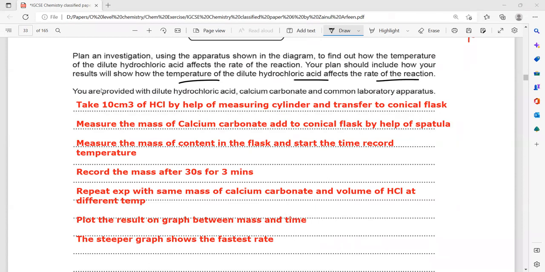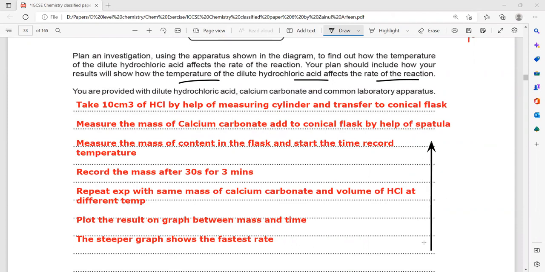Yes, you can mention a result, as they mentioned here. But instead of a graph, you can say higher temperature. No, but you have to mention how you reach the conclusion that it is the higher temperature. So you will mention the one which shows a greater change in mass. It's a faster reaction, and it will be happening at higher temperature.